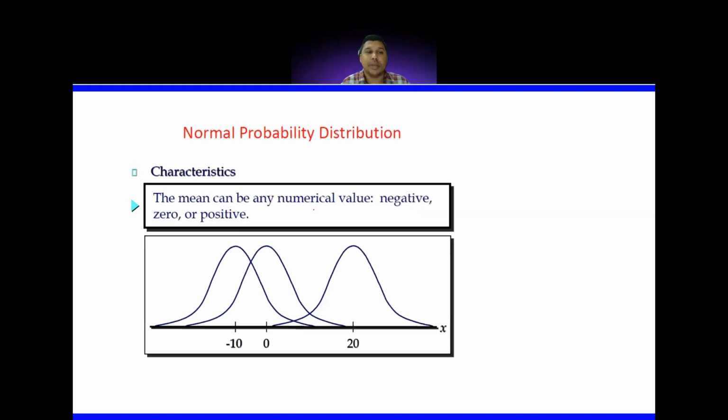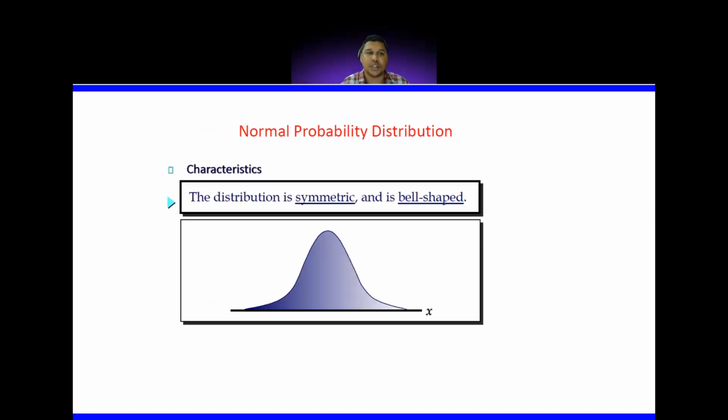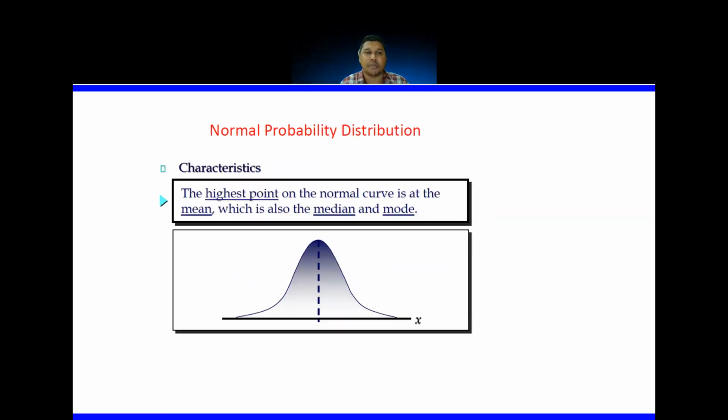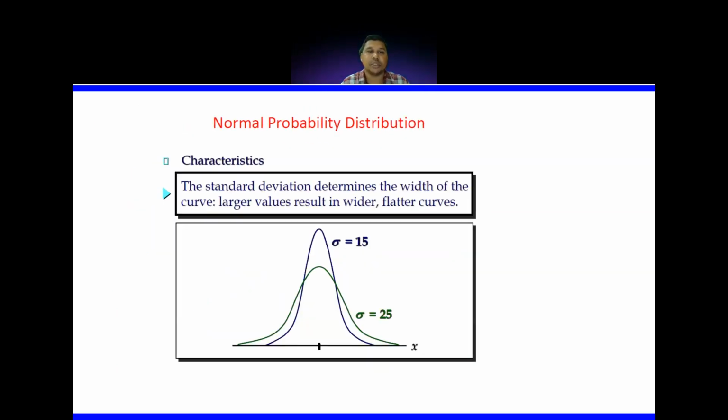Next one, the mean can be any numerical value: negative, 0 or positive. The average value can be negative, because we are not plotting on any x or y axis. We are just plotting in one direction. So if you see for this, it is 0. For this one, it is minus 10. So it can be any value. This is one very important formula you have to remember.